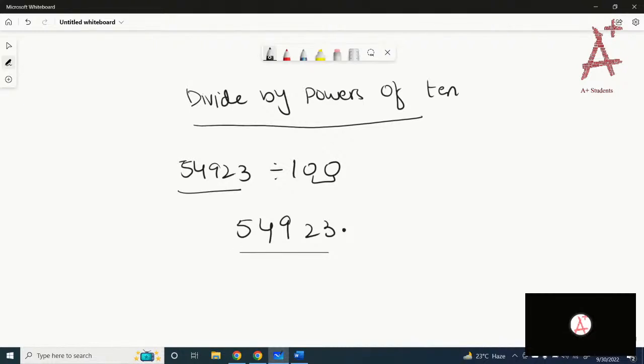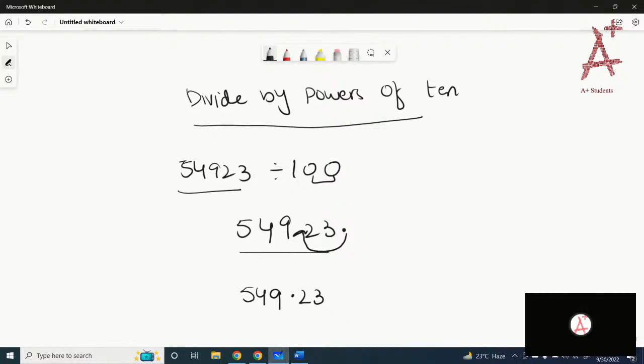Now you have to divide them by 100. That means you have to move the decimal point two places left, from here to here. It would be 549.23. Got it? Okay, on the top right corner we have a test button.